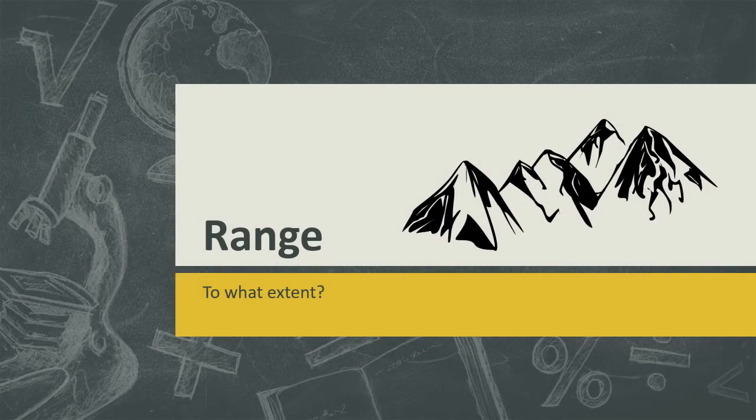Hello class, today we're going to be learning about range. And range asks the question, to what extent? So when you think of range, you might think of mountain range. And the reason we call it a mountain range is because the mountains range from one place to another. So for example, the Rocky Mountains range from New Mexico all the way up to Canada. So we're going to be talking about range in math today.